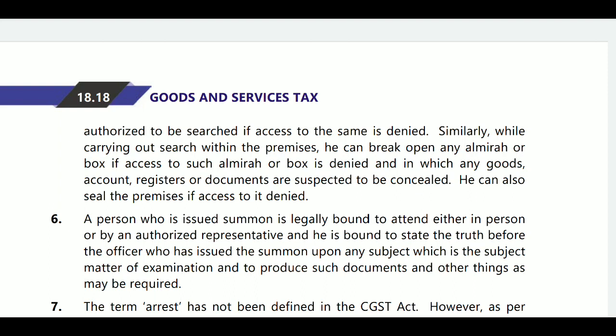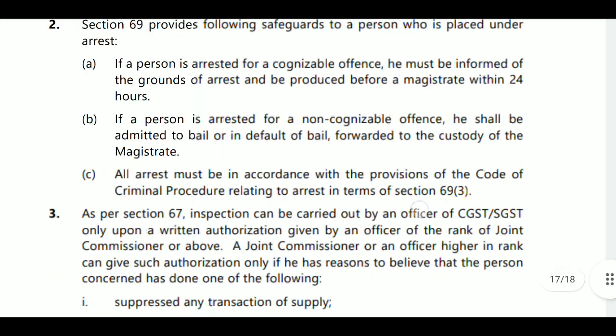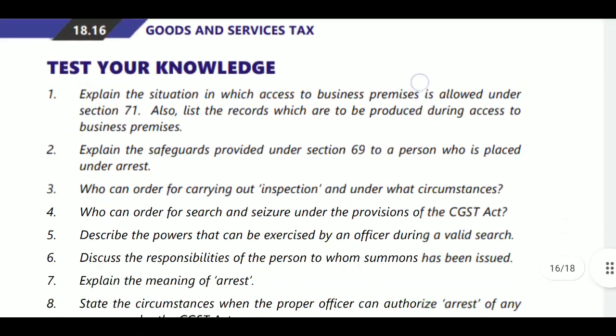What are the powers for search? He has the power to search and seize goods that are liable for confiscation, and he has power to break the doors if any person denies access. He has power to break almaras or boxes, whatever, if any person denies to open, and he can also seal the premises if access is denied. That is the powers of the person who went for search.